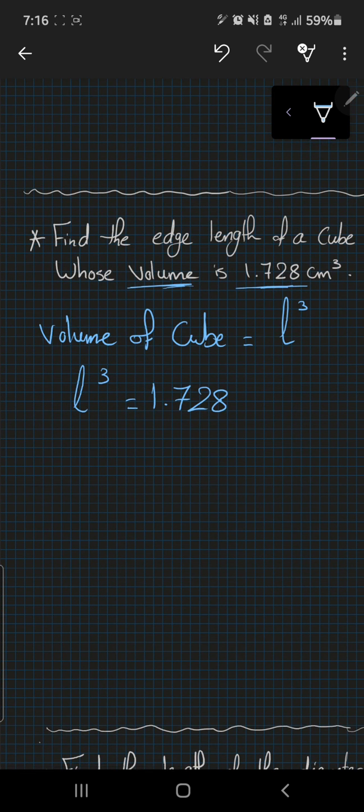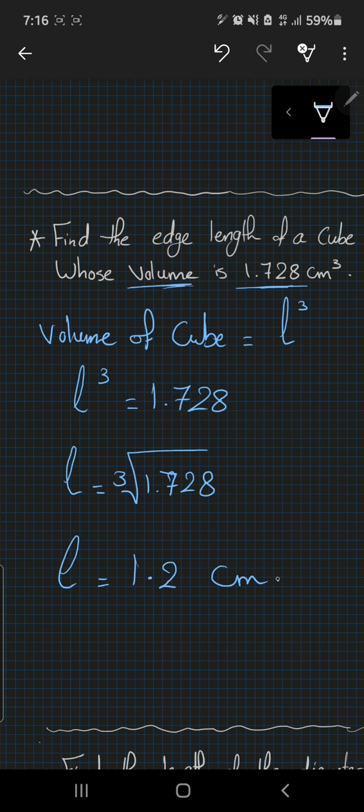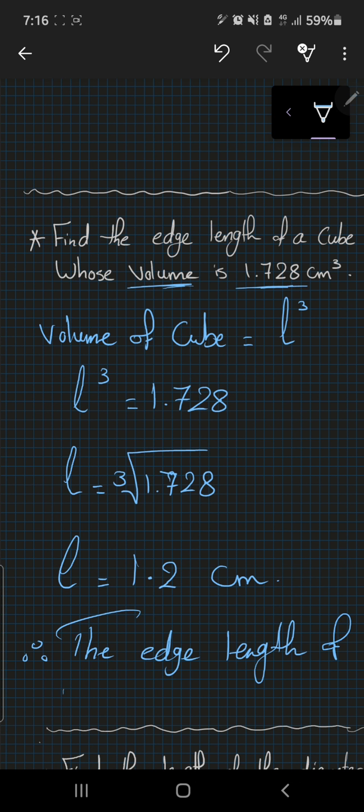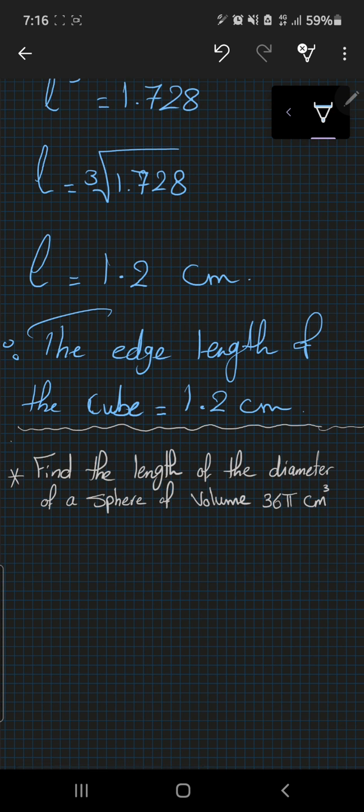We want to get L. Take the cubic root to both sides. So L equals cubic root 1.728. Using your calculator, the result will be 1.2 centimeter. So the edge length of the cube equals 1.2 centimeter.